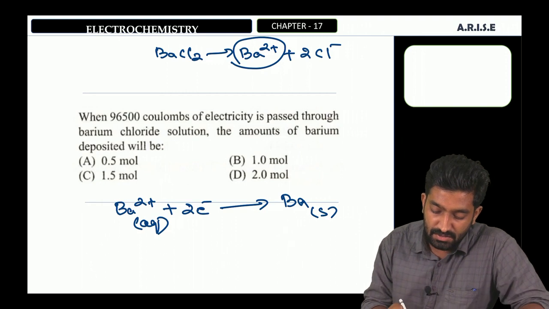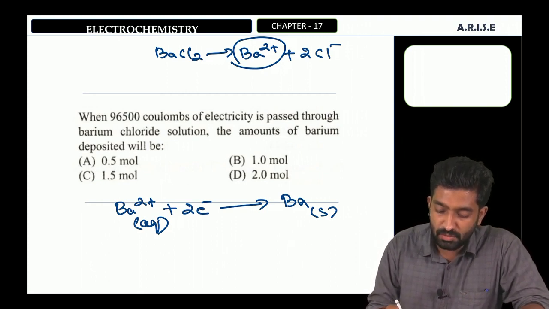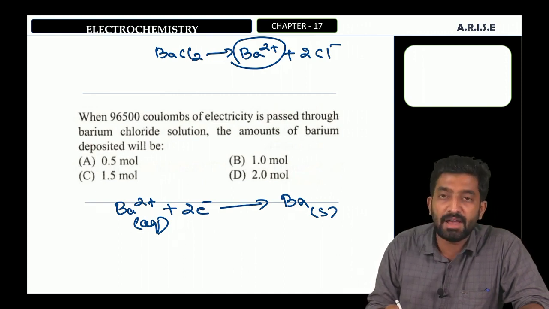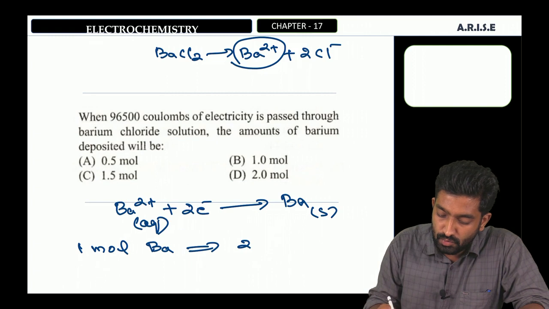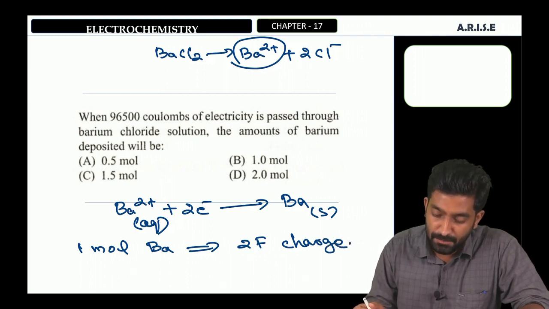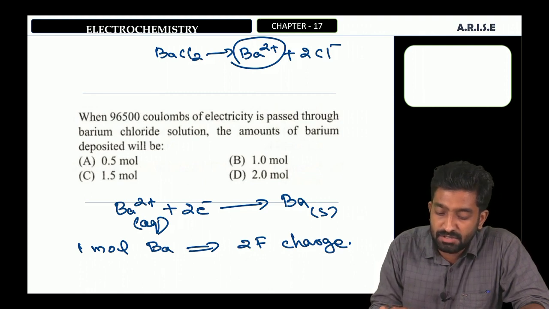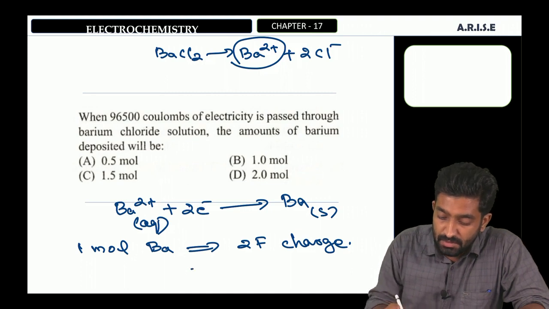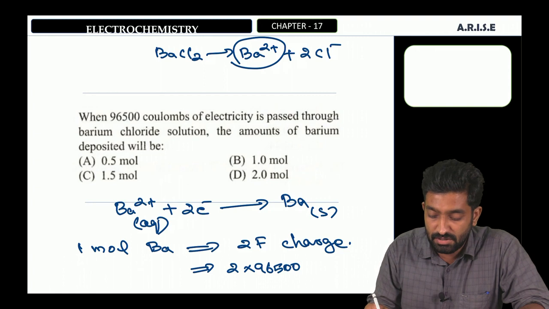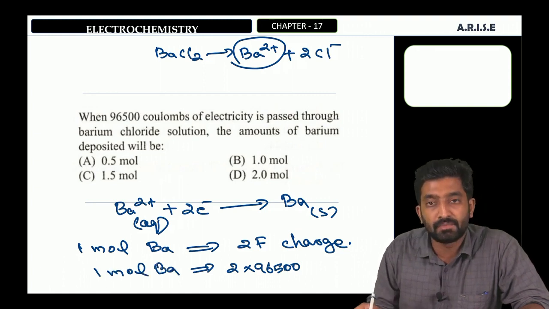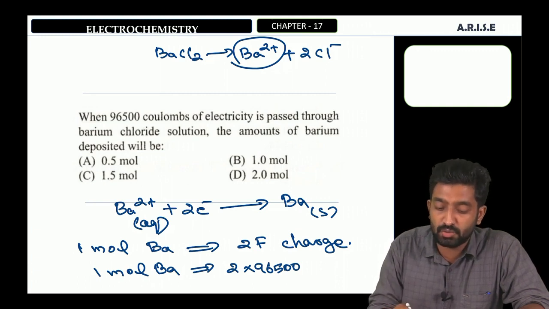Okay. Here you can see that 1 mole barium requires 2 moles of electrons. Two Faraday charge or 2 moles of electrons. Okay. And here when 96,500 coulombs of electricity is passed through barium chloride solution. If you pass 2 Faraday charge, that is 2 into 96,500 charge, through the solution, we will get 1 mole barium. But here 96,500 coulombs of electricity is passed through the barium chloride solution.